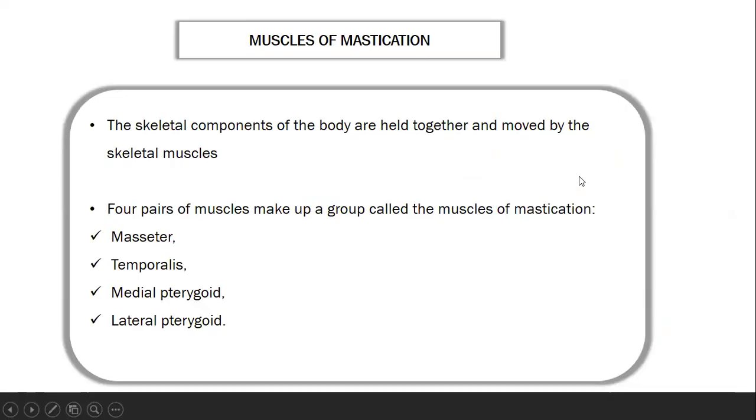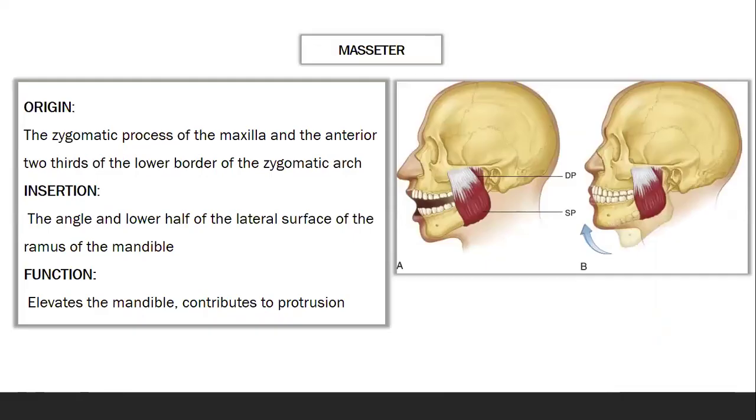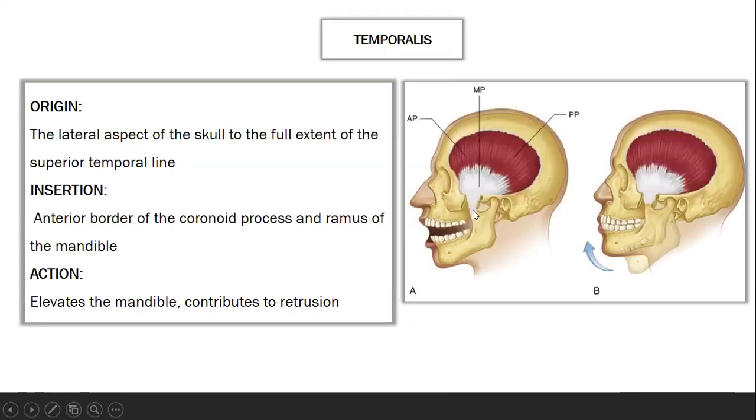Coming to the muscles of mastication, there are four muscles of mastication. We all know that. The first one is the masseter, then temporalis, medial pterygoid, and lateral pterygoid. Coming to the masseter, origin is from the zygomatic process of the maxilla and the anterior two-thirds of the lower part of the zygomatic arch. Insertion is to the angle and lower half of the lateral surface of the ramus of the mandible. Function: elevates the mandible and contributes to protrusion.